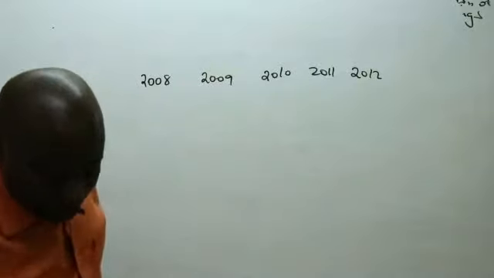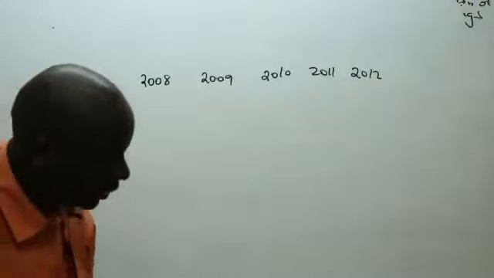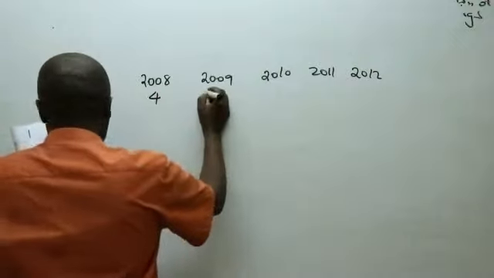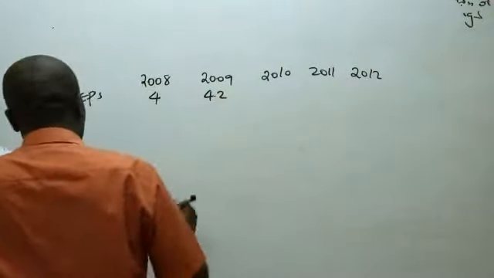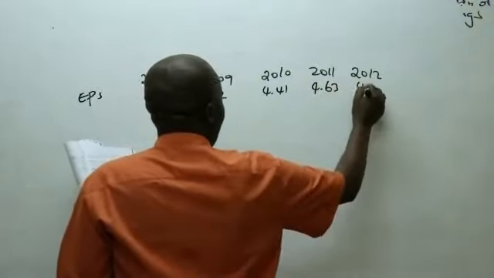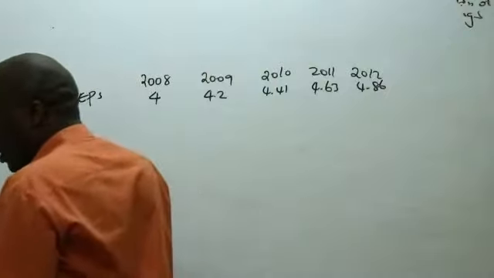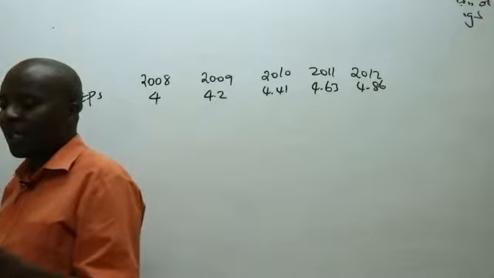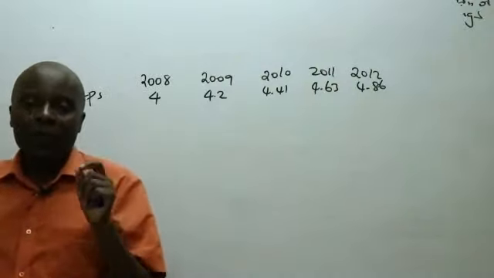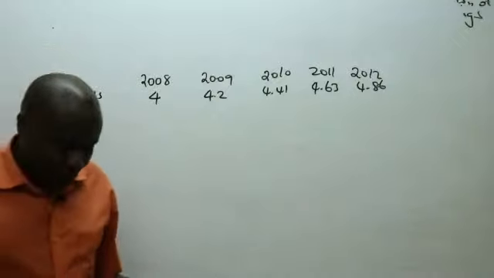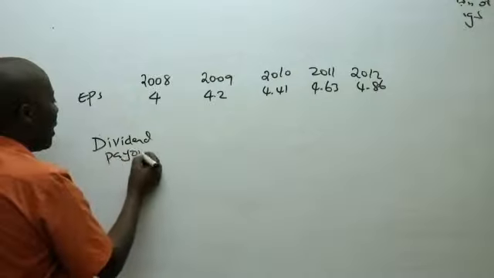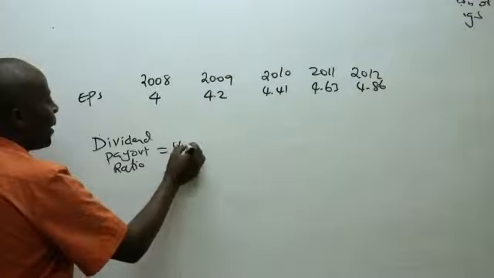And then they have given us the earnings per share, EPS. In 2008 we have 4, 2009 we have 4.2, 2010 we have 4.41, 2011 we have 4.63, 2012 we have 4.86. And then they have given us that the company maintained a constant dividend payout ratio of 40%. So we have dividend payout ratio of 40%.